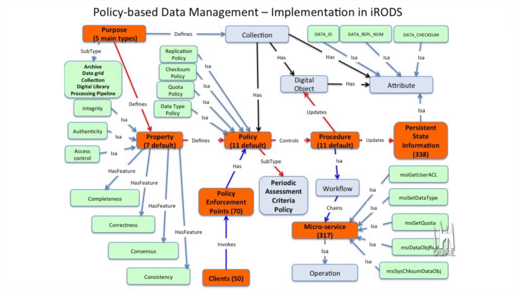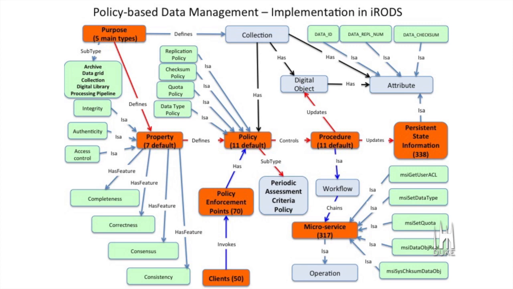Finally, we can do periodic policies. So every week we can go in and verify integrity or verify where the data came from, etc. In practice, what happens is that there are these 5 major purposes that people have: archive, data grid, collection, digital library, processing pipeline.